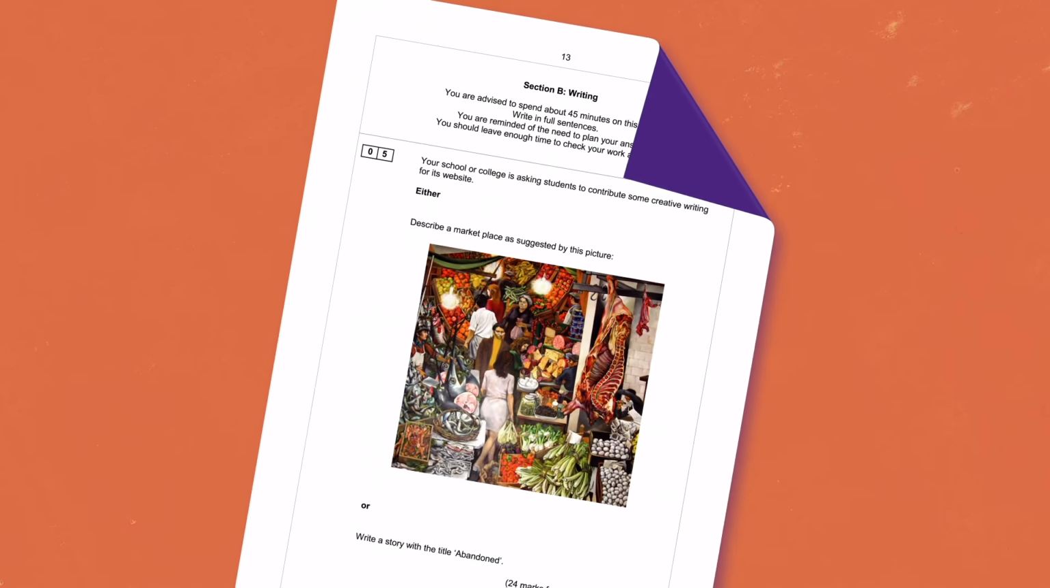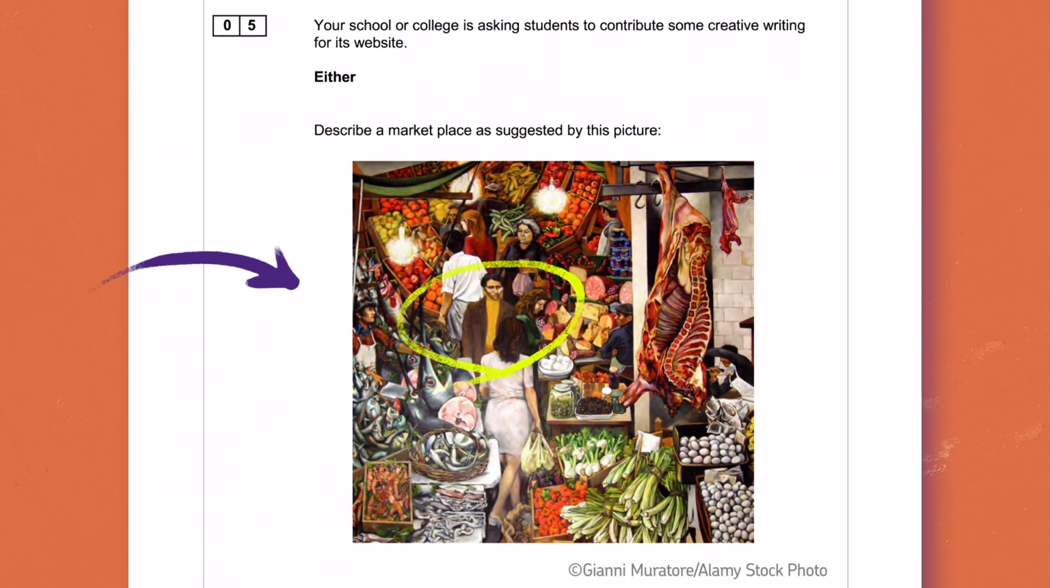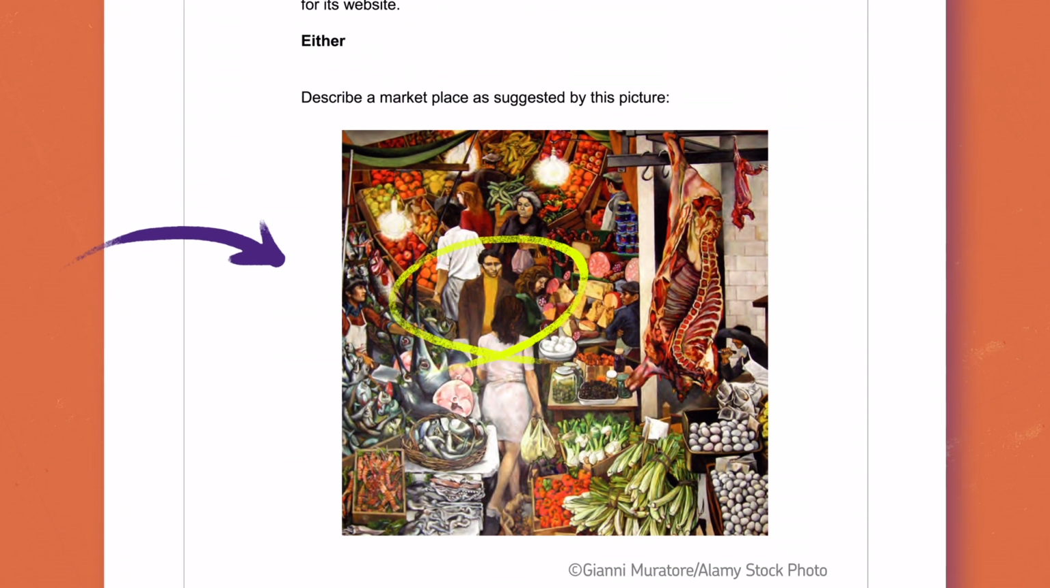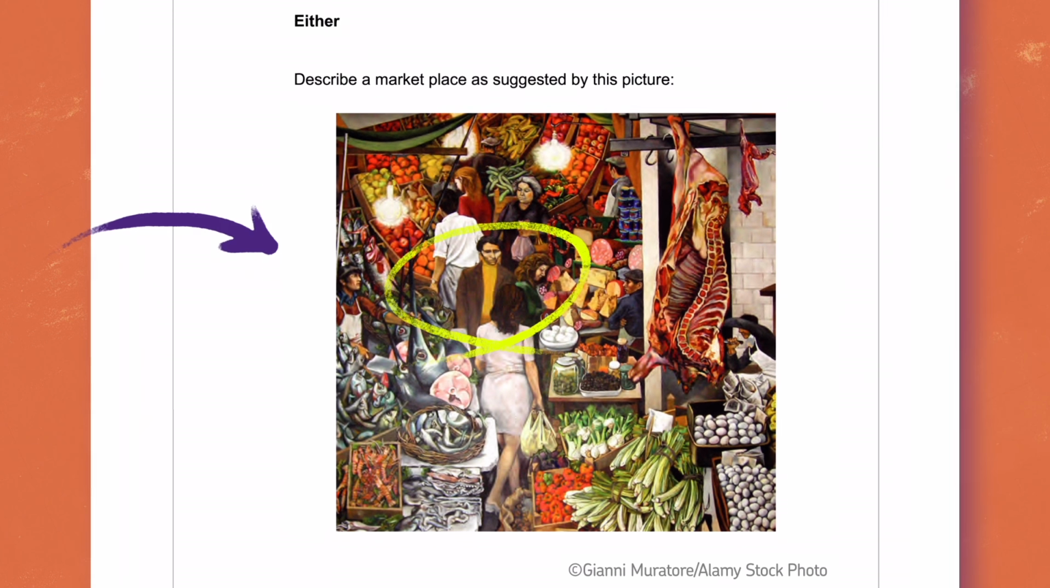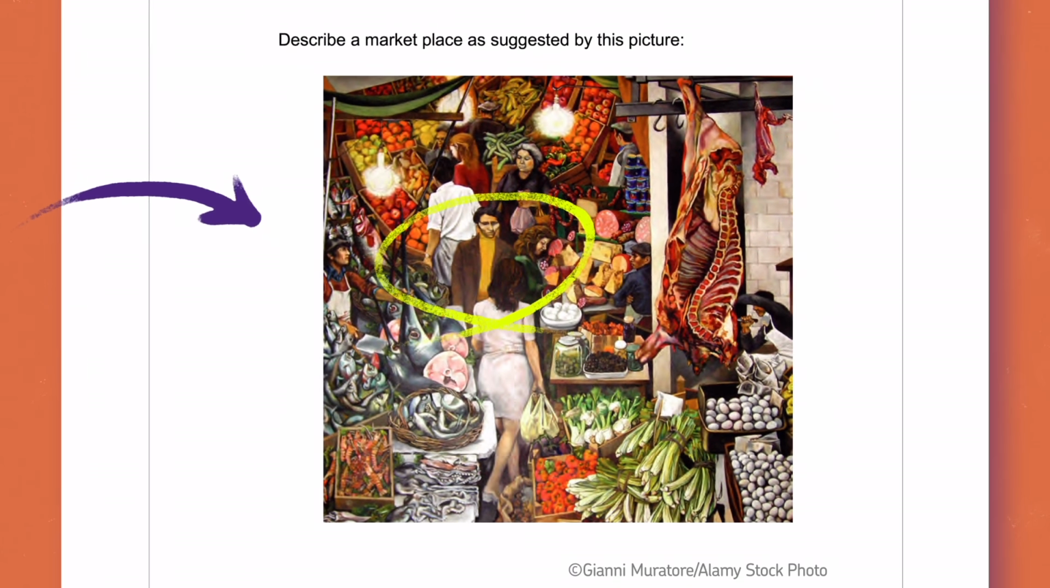Let's look at this example question. The situation is a young person in a busy marketplace. The complication could be that they've lost their friends and they're accused of stealing something from a stall. In the resolution, they catch the actual thief, hand them over to the police, and find their friends.